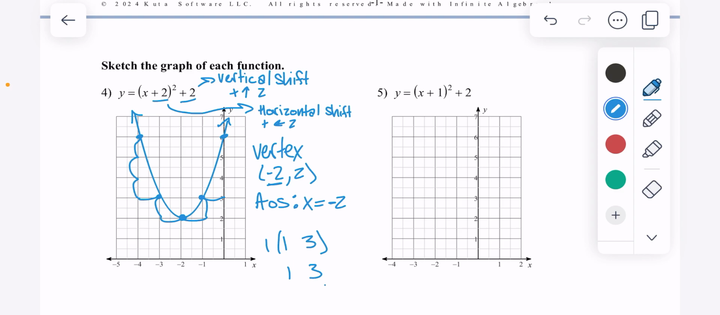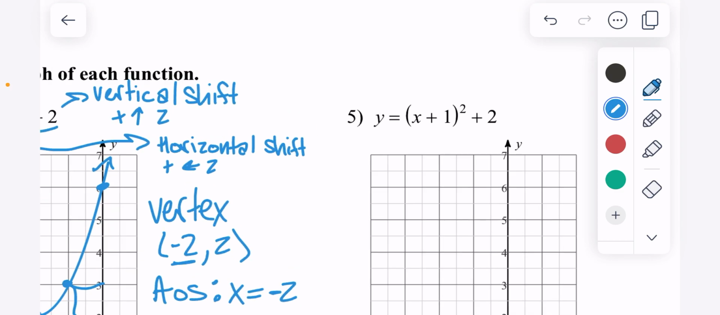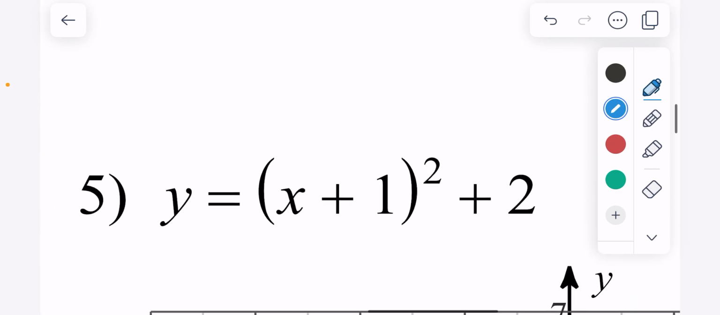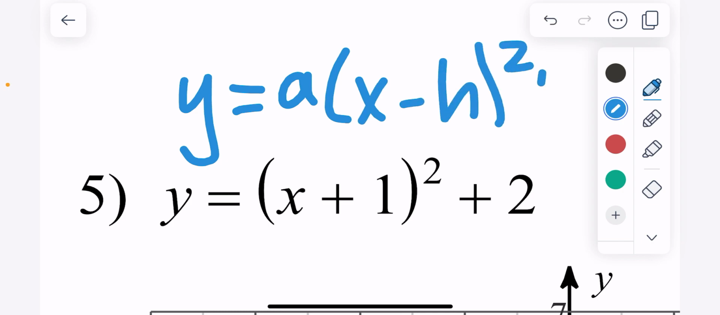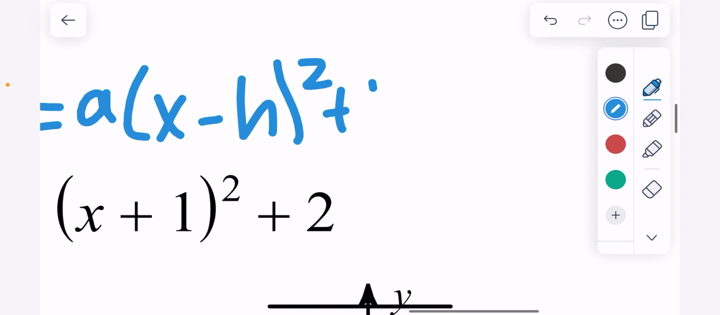Okay, maybe pause this next one. Try to do it on your own, and then we're going to do it together. Hopefully you paused it. I'm going to write out, this is our vertex form of the, what's it called?